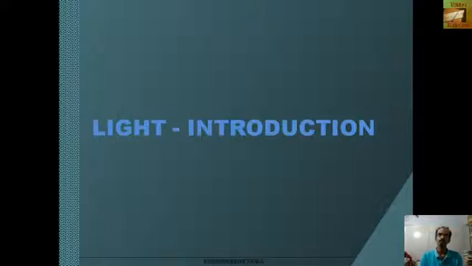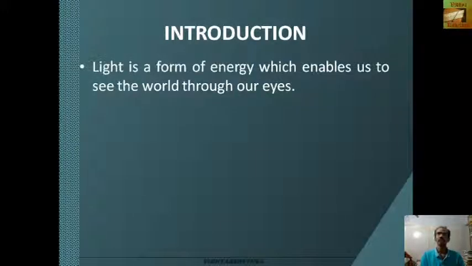Okay, now we can see what you mean by light. Light is a form of energy which enables us to see the world through our eyes. Light is a form of energy which our eyes can detect, and this is what enables us to see. If light is not present in a room, for example in a dark room, we won't be able to see anything. But if we switch on the light, then we will be able to see the objects present in that room.